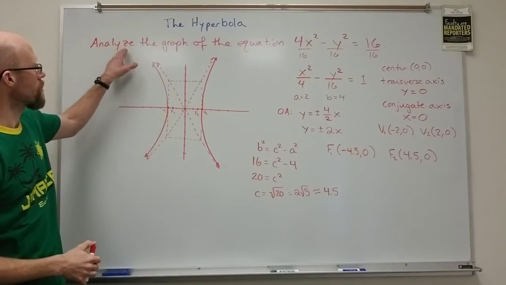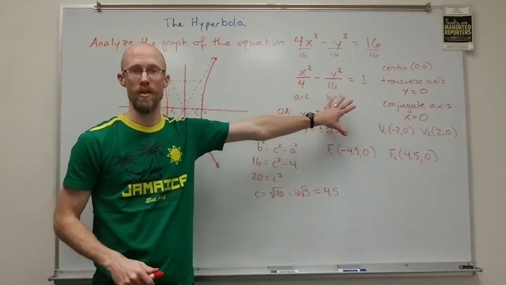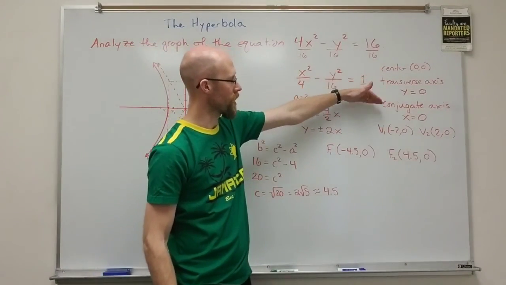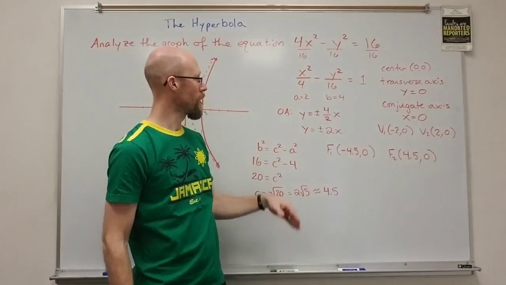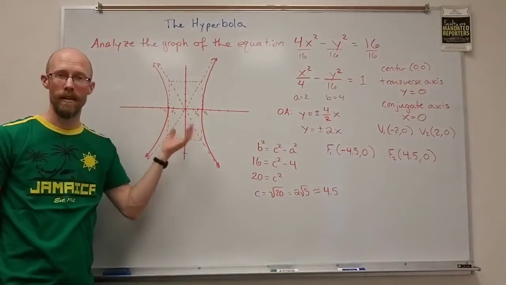Remember then that analyzing the graph requires you to find all this stuff: center, transverse axis, conjugate axis, vertices, foci, the oblique asymptotes, and the graph itself.